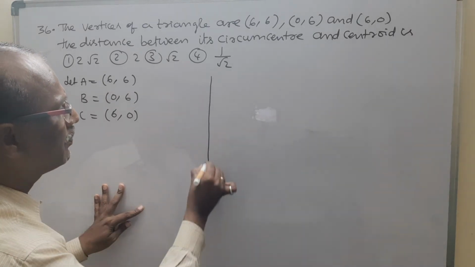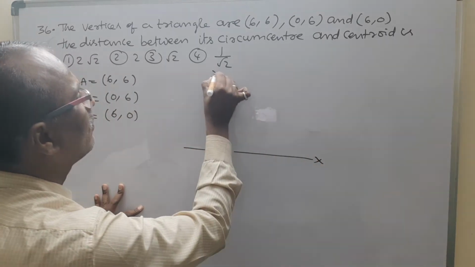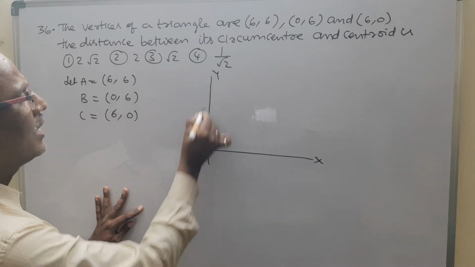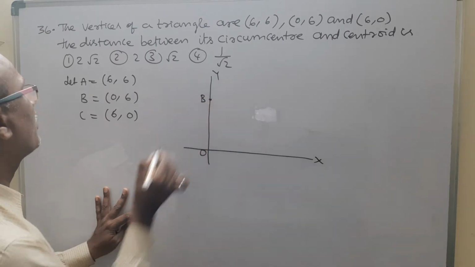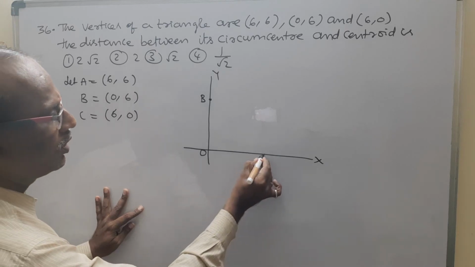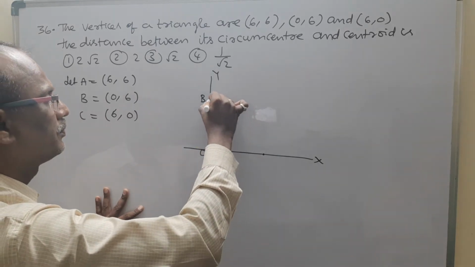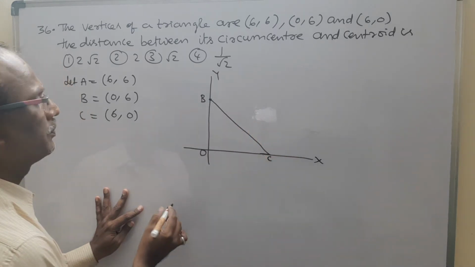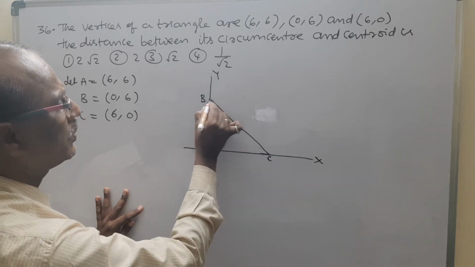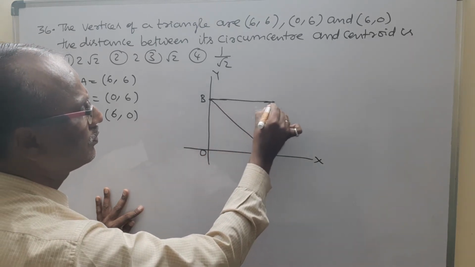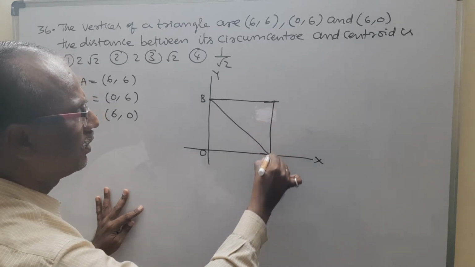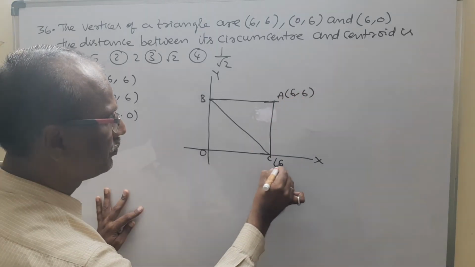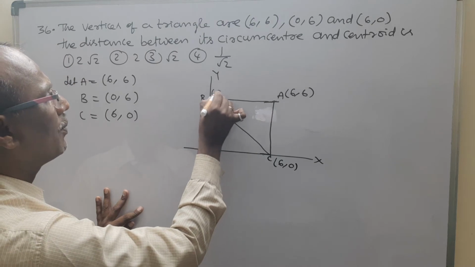Observe this diagram: x axis, y axis, origin. Here B equal to (0, 6) lies on the y axis. This is B equal to (0, 6). C equal to (6, 0) lies on the x axis. This is point C. Here this is 6 units, this is 6 units. Here A equals (6, 6), C equals (6, 0), B equals (0, 6).